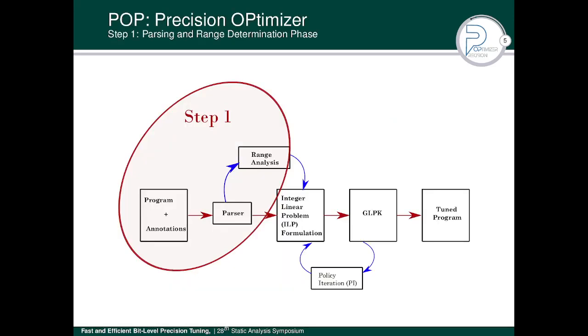We move now to present the main architecture of POP. This architecture incorporates three major steps. In the first step, POP takes a program annotated with the user accuracy requirement, then it parses the program and generates the equivalent syntactic tree. After, POP performs a range analysis on the program variable values.